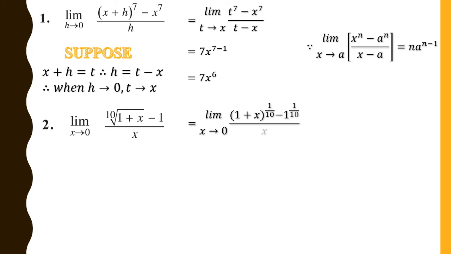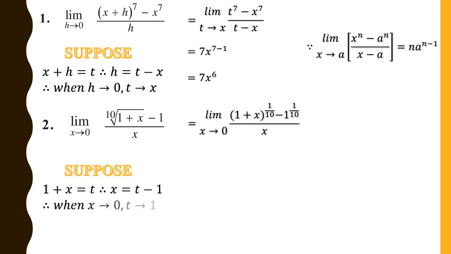When there is a 10th root, it becomes 1 upon 10 in the power, and anything raised to 1 is 1, so I can write 1 upon 10 power in the 1 also. Now again we have to suppose here that 1 plus x is t, so changing the side of 1, x is equal to t minus 1. If x is 0, then t is 1. So now this value I am going to write in the equation here.